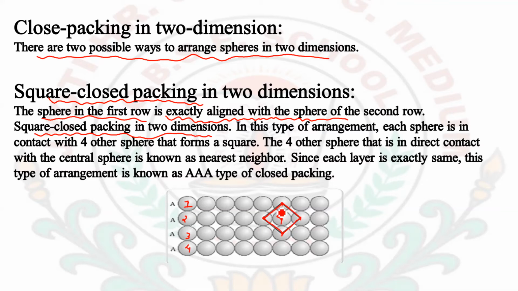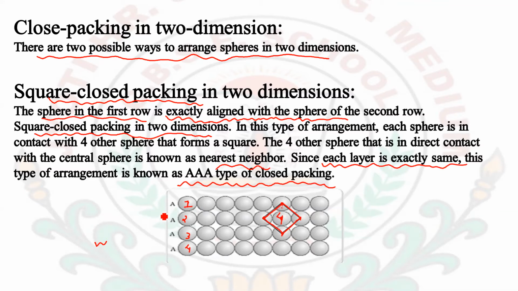So hence we can attach these four particles into a square form. This type of close packing is known as square close packing. The four other spheres in direct contact with the central sphere are known as the nearest neighbors, and since each layer is exactly the same, this type of arrangement is known as the triple A arrangement of close packing.